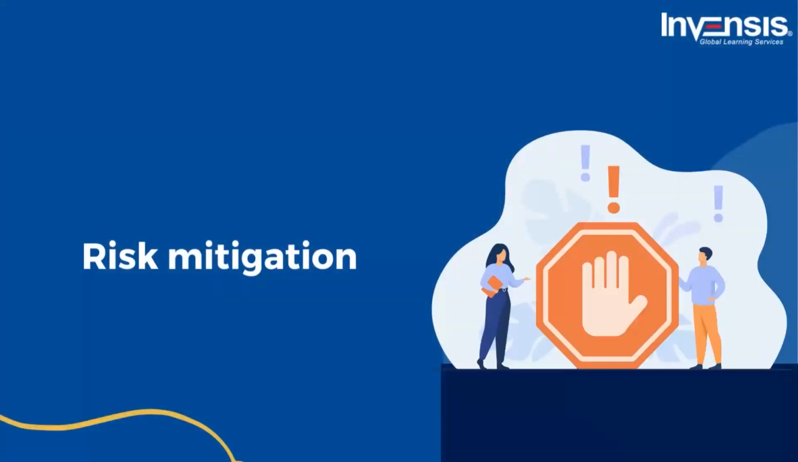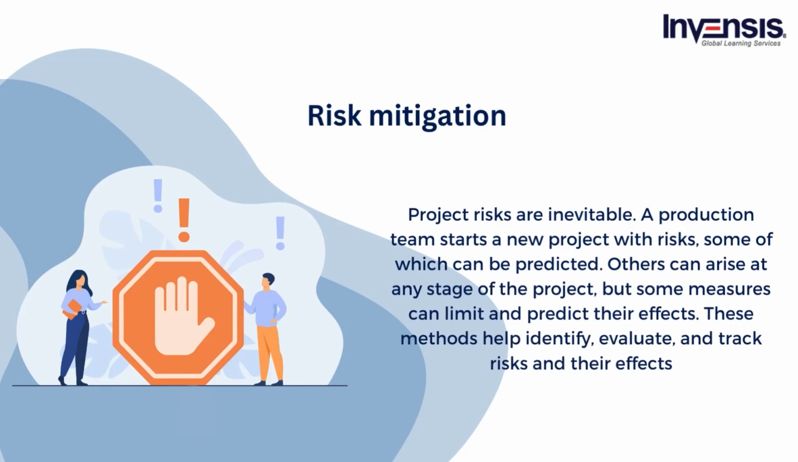Risk mitigation. Now, we will understand everything about risk mitigation and its strategies. Things that are inevitable in a project are risks. There are risks involved with the project's processes when a production team begins a new project, and even an ongoing project. Some risks can be predictable while others can arise at any phase of the project. However, some measures can help limit these risks and predict their consequences. These procedures are useful for identifying, assessing, evaluating, and monitoring risks and their associated effects.